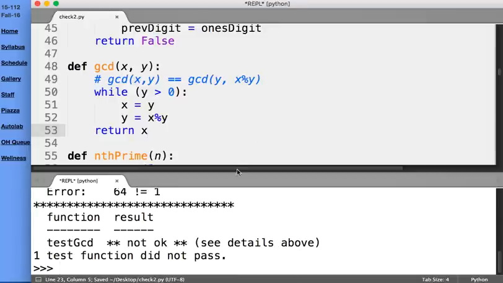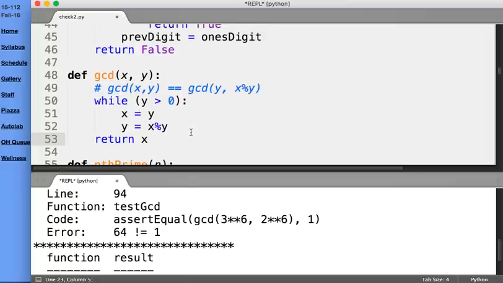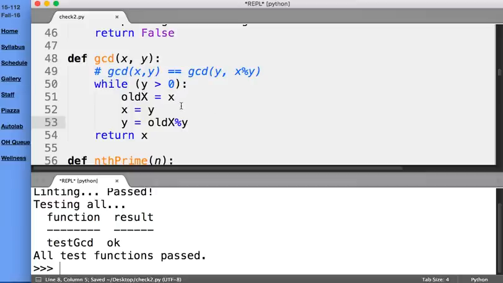If we run it, it didn't work. And the problem is that when we set x equal to y, we've just changed x. And this x here should be the old value of x. We need to do both of these assignments simultaneously. So here's something you could do. You could do like the old x is x, and then we put the old x here. And that actually works. Okay, so that was one way.